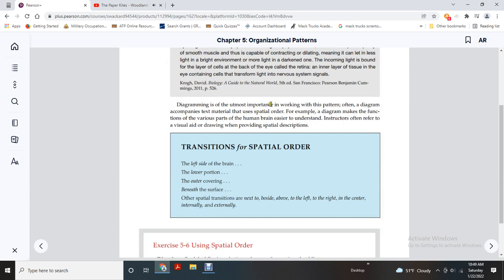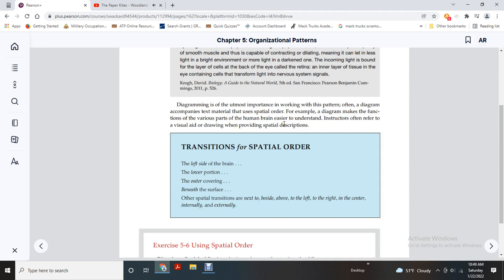Diagramming is of the utmost importance when working with this pattern. Often a diagram accompanies the text material used with spatial order. For example, a diagram makes the functions of various parts of the human brain easier to understand, and structures are often referred to as visual aids, drawings that provide spatial descriptions.